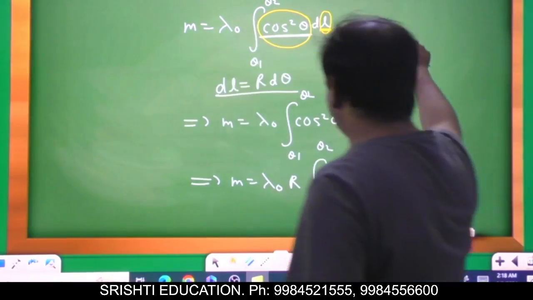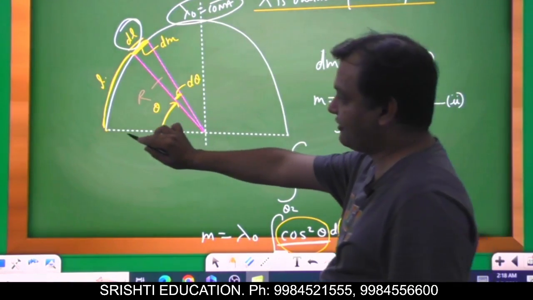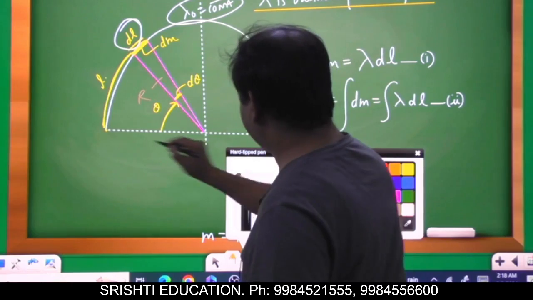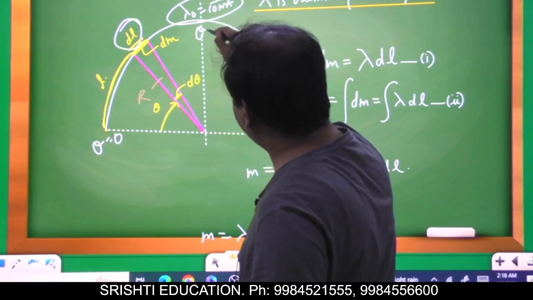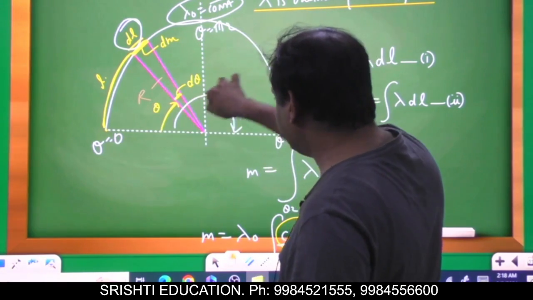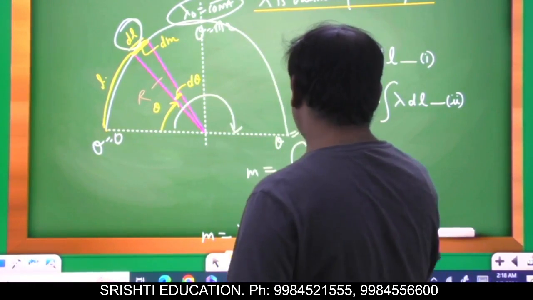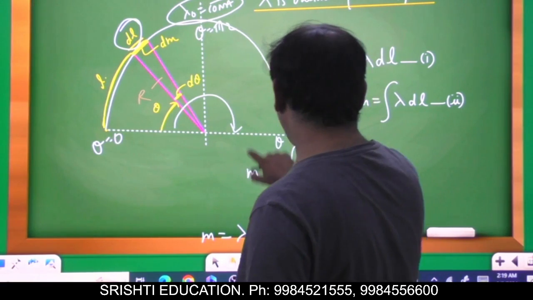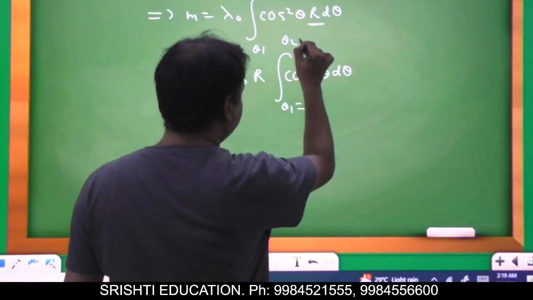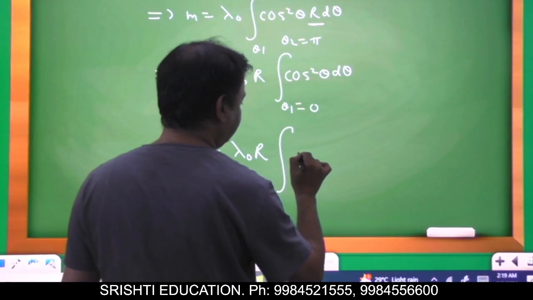Now let's see the limit of theta, and we have learned how to find the limit of theta in lecture 1. So theta begins from this reference line. For this point theta will be 0, correct? Theta will be 0, theta will be pi by 2, theta will be pi. When you come to this side, you will have revolved by an angle of pi, 180 degrees. So the first element of the semicircular ring will have theta 0, and the last element will have theta as pi. So put the limits of theta from 0 to pi.